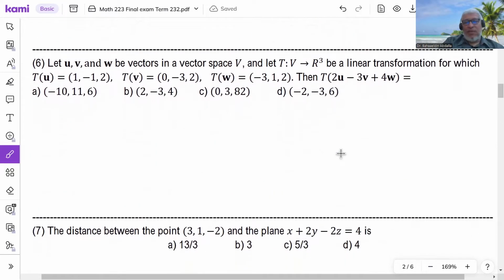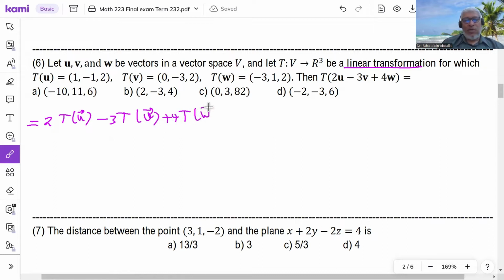U, V, W are vectors in a vector space. T is a linear transformation for which I have TU, TV, TW. What is T of this? Well, since it's a linear transformation, T of this is equal to 2 times TU. I can take 2 out and distribute the T, minus 3 times T of V plus 4 times T of W.